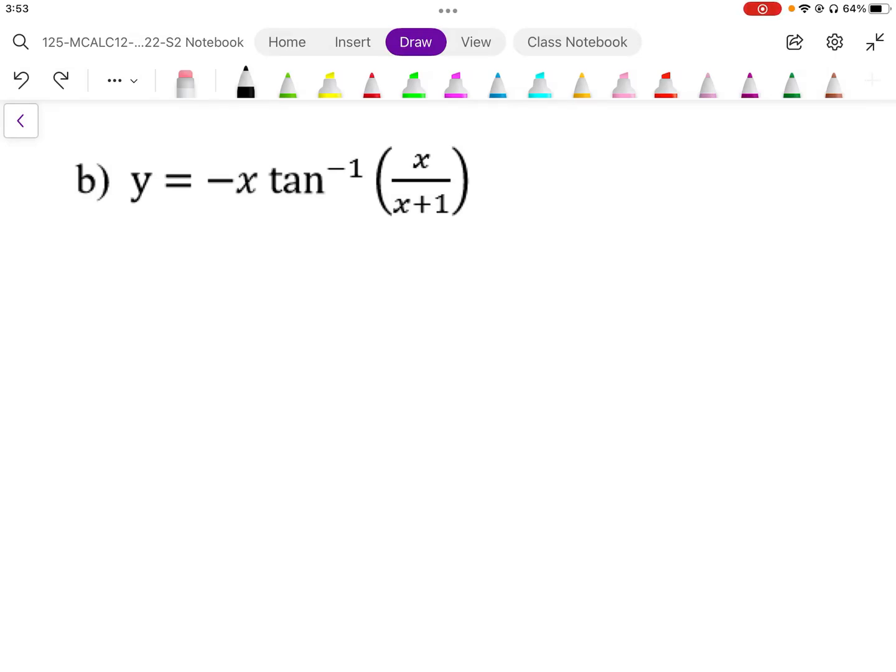In example 4b, we're going to differentiate this and we're going to use a product rule since we have a product of two functions. So I have my x function and I also have my arctan function. So I need to make sure I apply product rule. And inside the product, I have this embedded x rational function here.